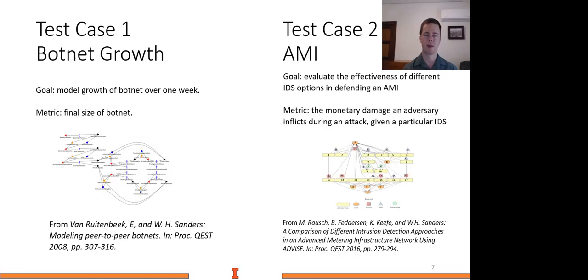In prior work, we tested the metamodel approach on two different test cases, a botnet growth model and an advanced metering infrastructure model. We found that metamodels that were designed to emulate these base models are reasonably accurate, run hundreds or thousands of times faster than the original model, and that sensitivity analysis applied to the metamodel largely agrees with the sensitivity analysis applied to the base model. So these are very encouraging results that we got in the past. We published the first test case at QEST last year, and the AMI test case we published last year at SmartGridComm. But we wanted to collect further evidence that this approach generalizes. We wanted to try more test cases.